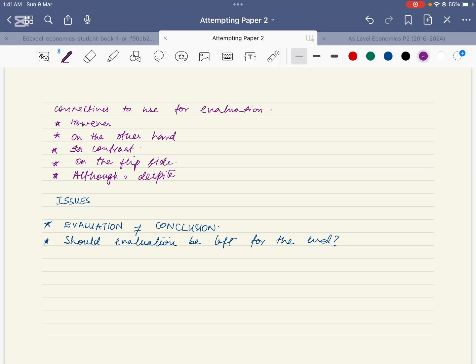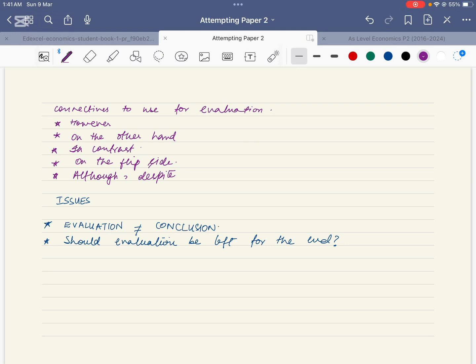Then we have, should evaluation be left for the end? It depends. It depends completely on you and your writing style. If your writing style suggests that you should be including evaluation while writing the analysis, that's completely fine. If your writing style suggests that you need to include the evaluation at the end, that is also completely fine, right? In this question, it's clear that it would be easy and it would be better if you write limitations after you have provided the analysis.